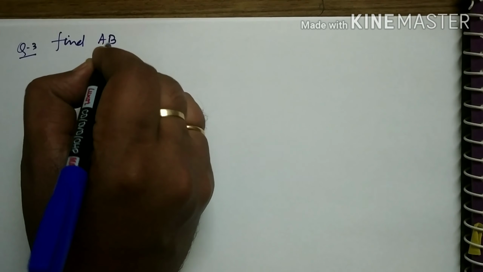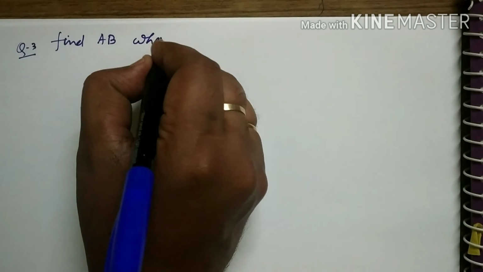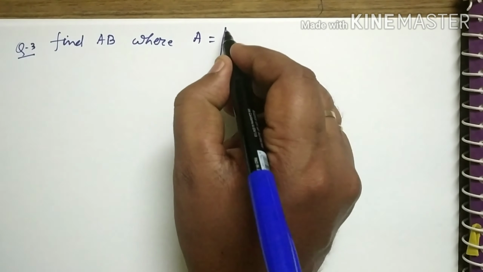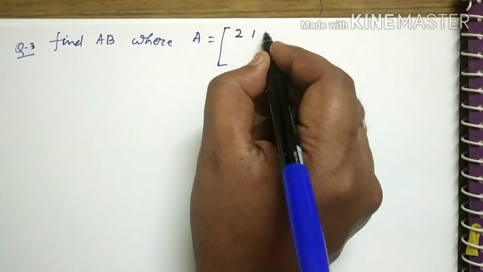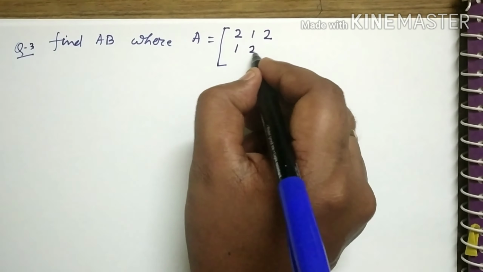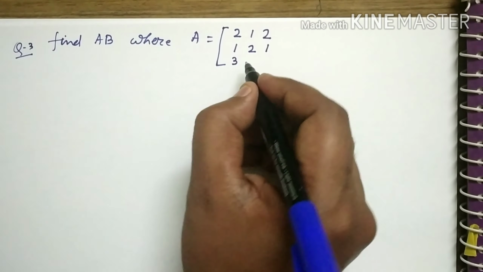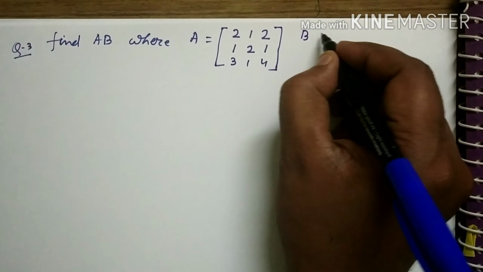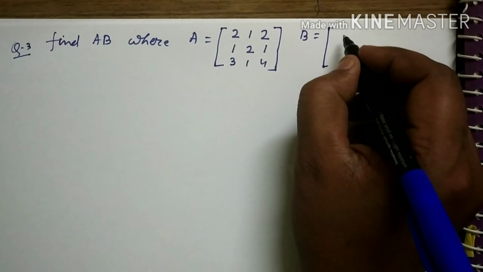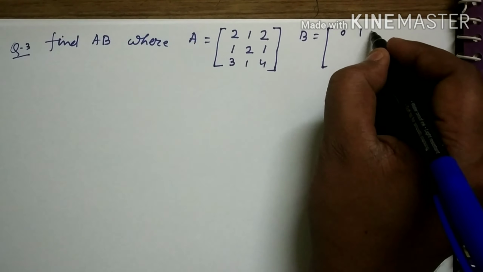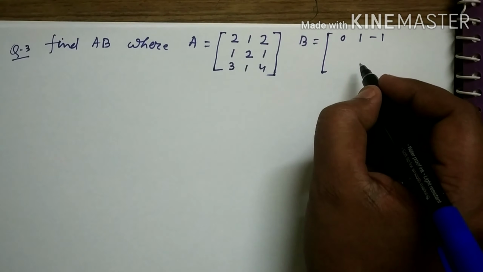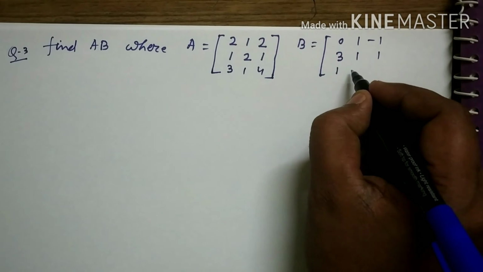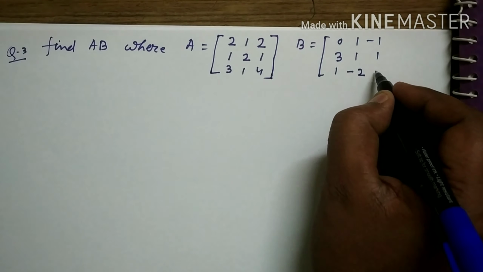Find AB, where A is equal to [2 1 2; 1 2 1; 3 1 4] and B is equal to [0 1 -1; 3 1 1; 1 -2 2].